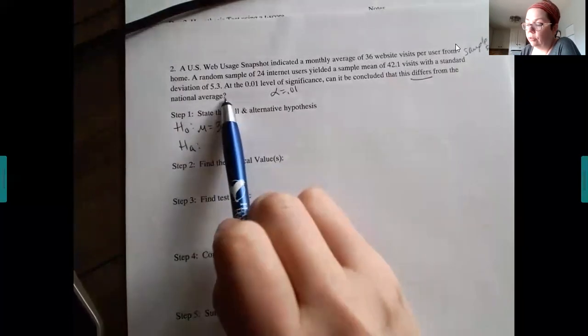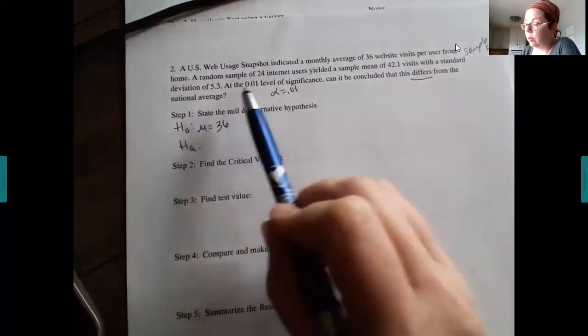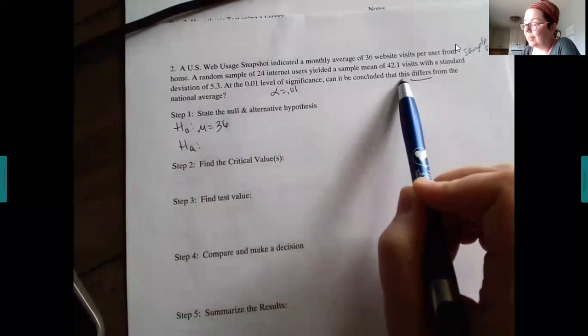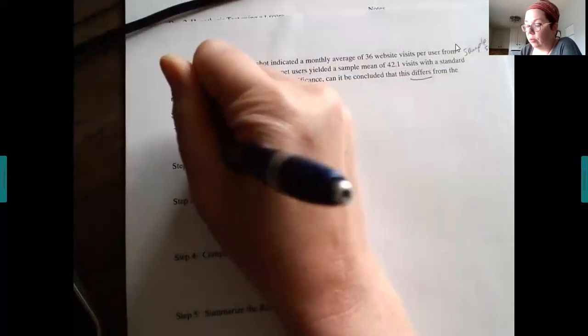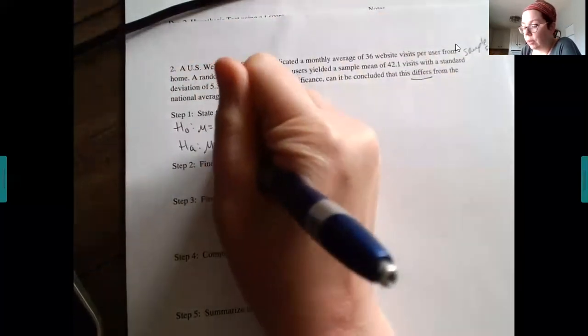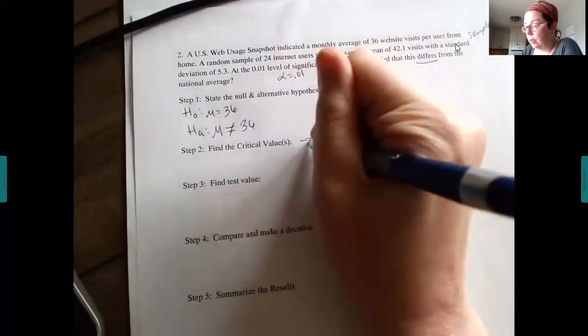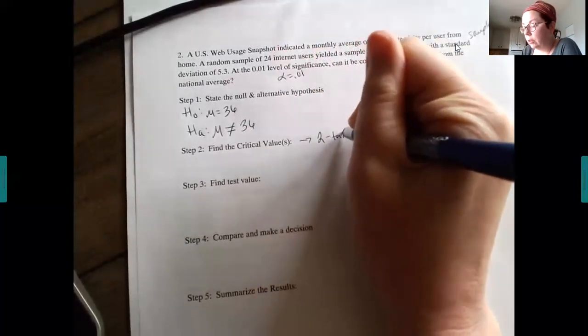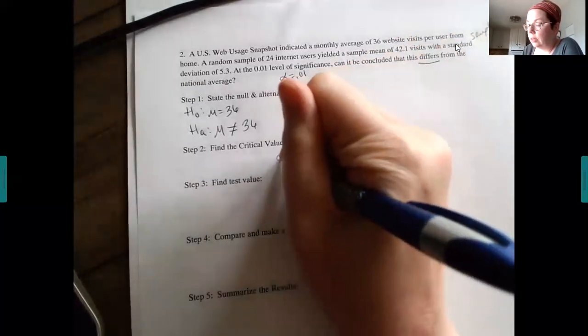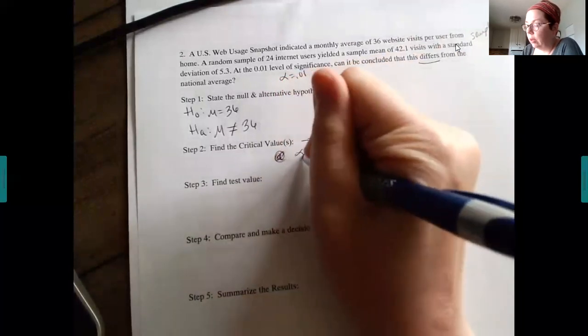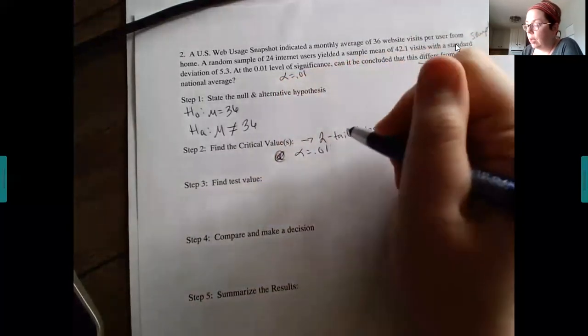Here, again, look for the question mark. In that question mark, it says, can it be concluded that this differs? So it's not less than or greater than, it just says differs. So we're going to have a not equals to. When you have a not equals to, this is going to be a two-tailed test. And it tells us alpha is 0.01.